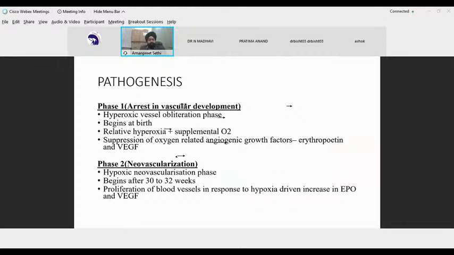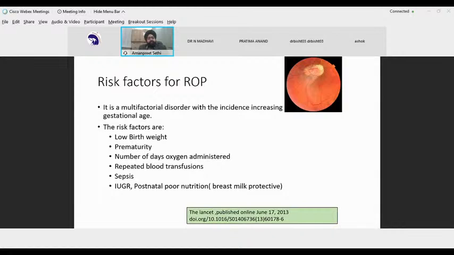So this slide is summarizing the same thing which I have reported. The risk factors for ROP: it is basically a multifactorial disorder, and the incidence is more in decreasing gestational age. But in our country, we are getting more of larger babies with very severe ROP. So that is why we have to improve our quality of care. That is why this module was conceived, to decrease the incidence of ROP by improving the quality of care.